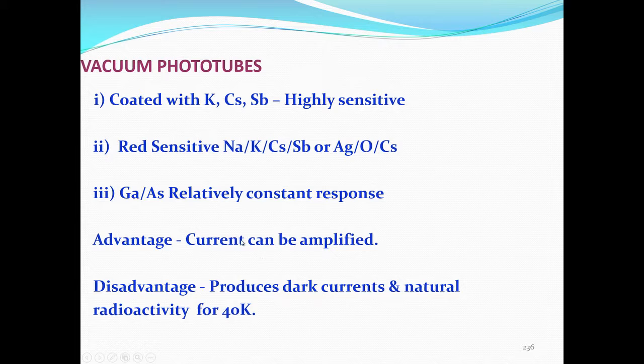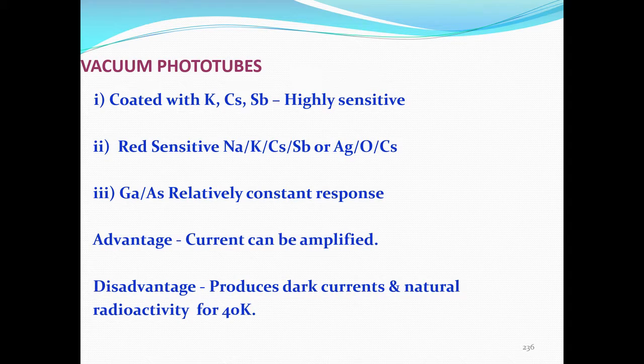Therefore, the measurement for low concentrated solutions are possible in this, but it also suffers from a disadvantage that it produces dark currents. You do not know where the current is coming from, and sometimes natural radioactivity also is possible. But still many of the colorimeters, benchtop colorimeters are fitted with vacuum phototubes.